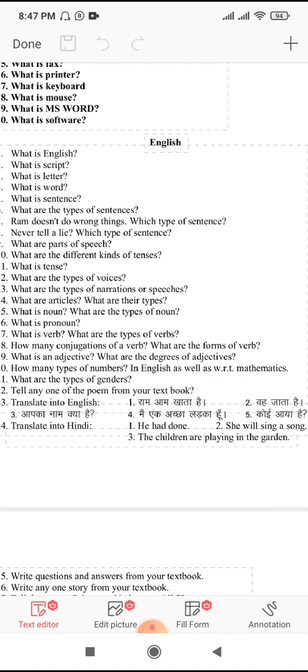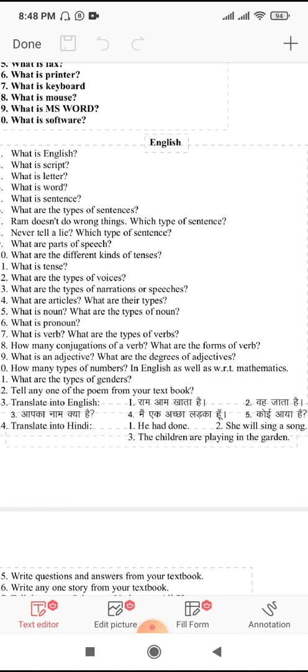What are the types of genders? There are four types of gender. Masculine gender represents the male, feminine gender represents the female, neuter gender represents nothing, and common gender means masculine and feminine both. Tell any one poem from your textbook. You have to write the poem from your textbook.